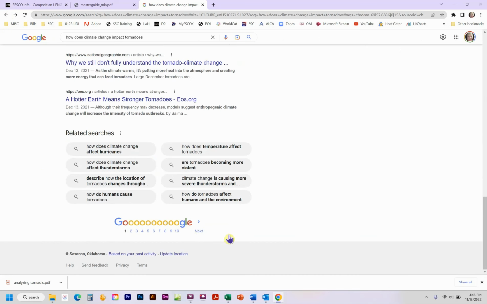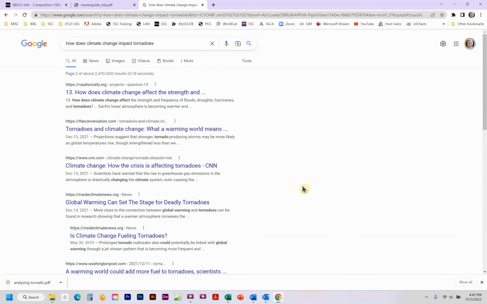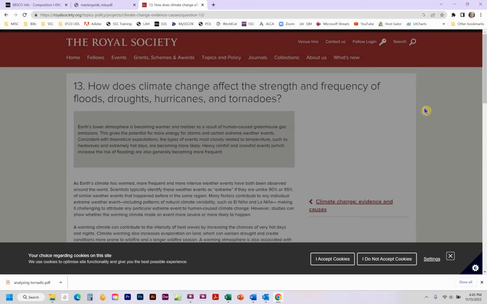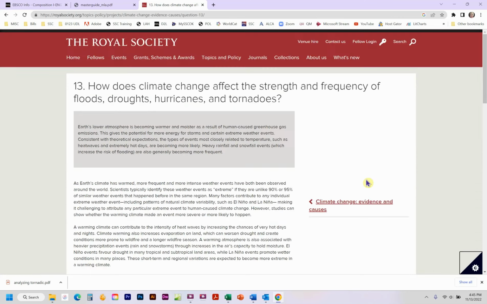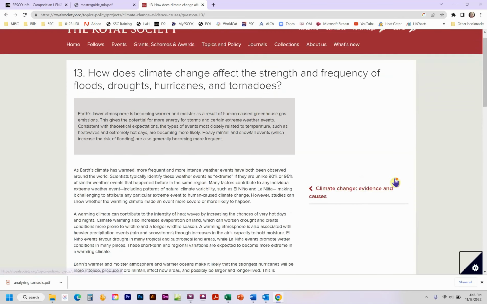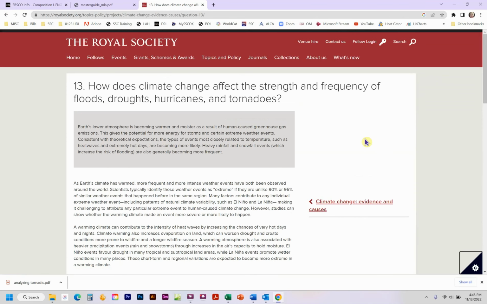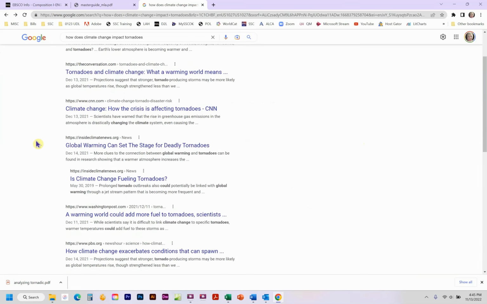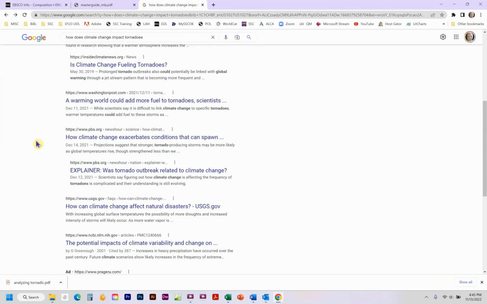So again, we're finding some good sites just off Google, not having to go into places like EBSCO. Next, the Royal Society. This is a very old organization founded in the 1600s by King Charles II to organize and gather credible academic information from across Europe. Wow, I had no idea that I was going to get so much good information.